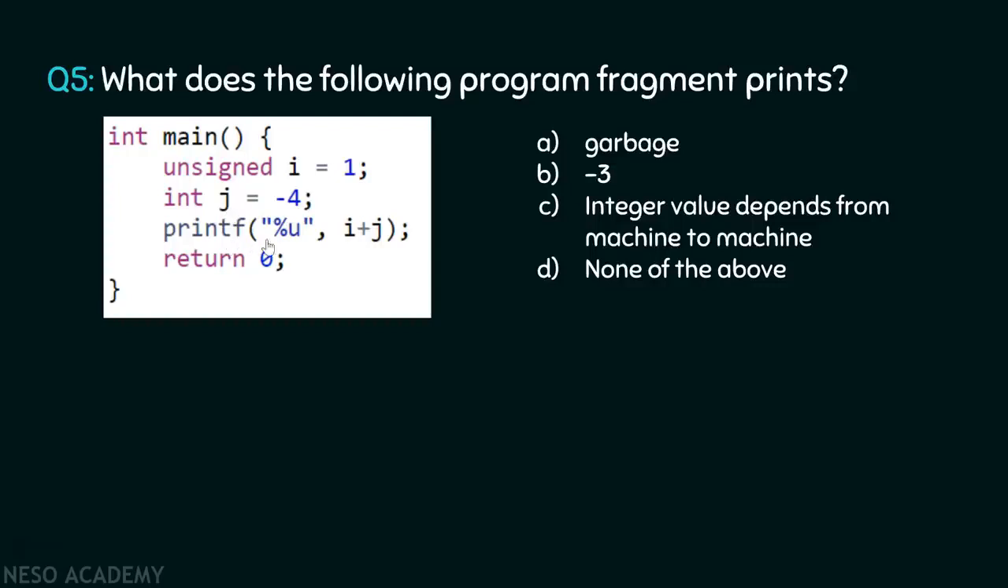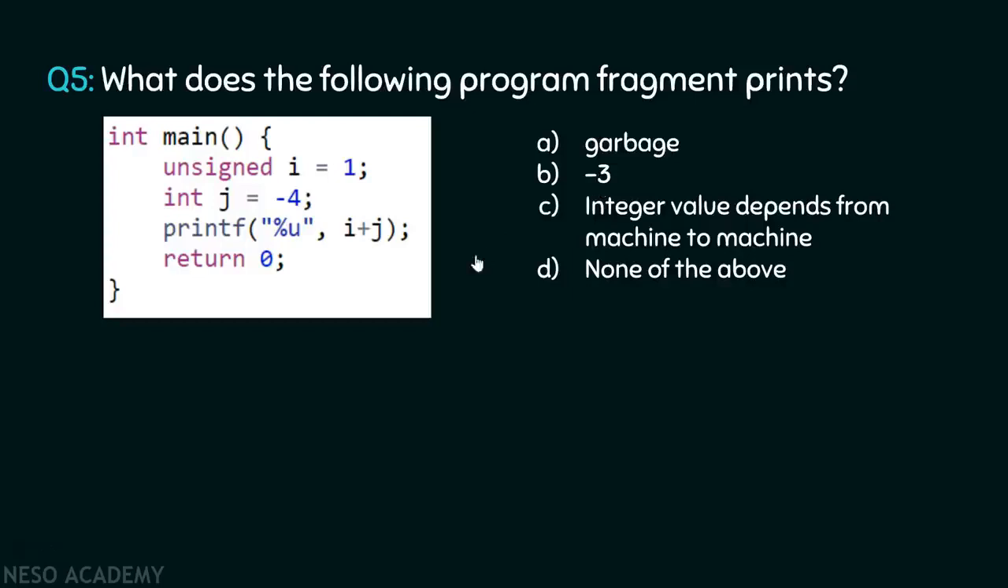Inside this printf function, I have written i + j. This is an arithmetic expression and the result is printed using this printf function. i + j is equal to 1 - 4, which is equal to -3, and that is getting printed. You might think the answer is -3, but it is not. Let's try to understand the reason.